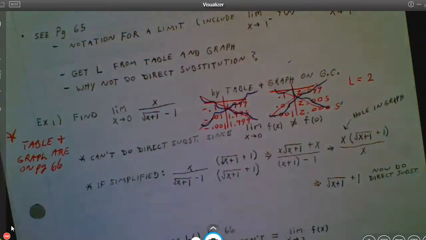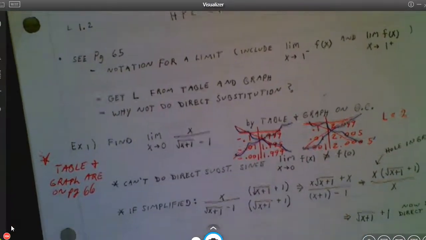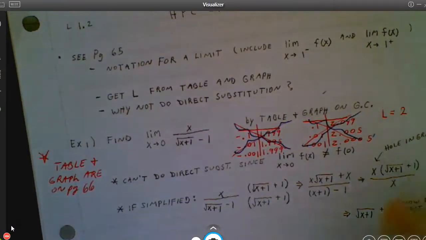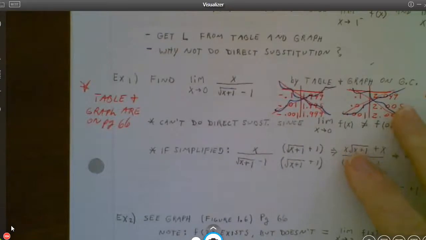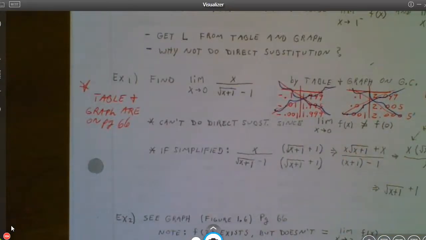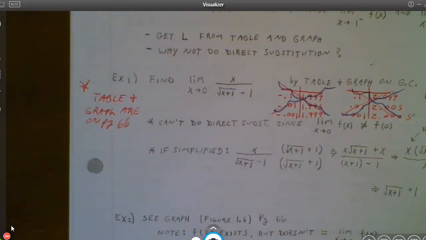So again, it just depends. Are we looking for f of 2 or a limit as x approaches 2? I wanted to show you some limits that do not exist. So here's the next little example within our notes here. We're going to look at page 67 for these next two.